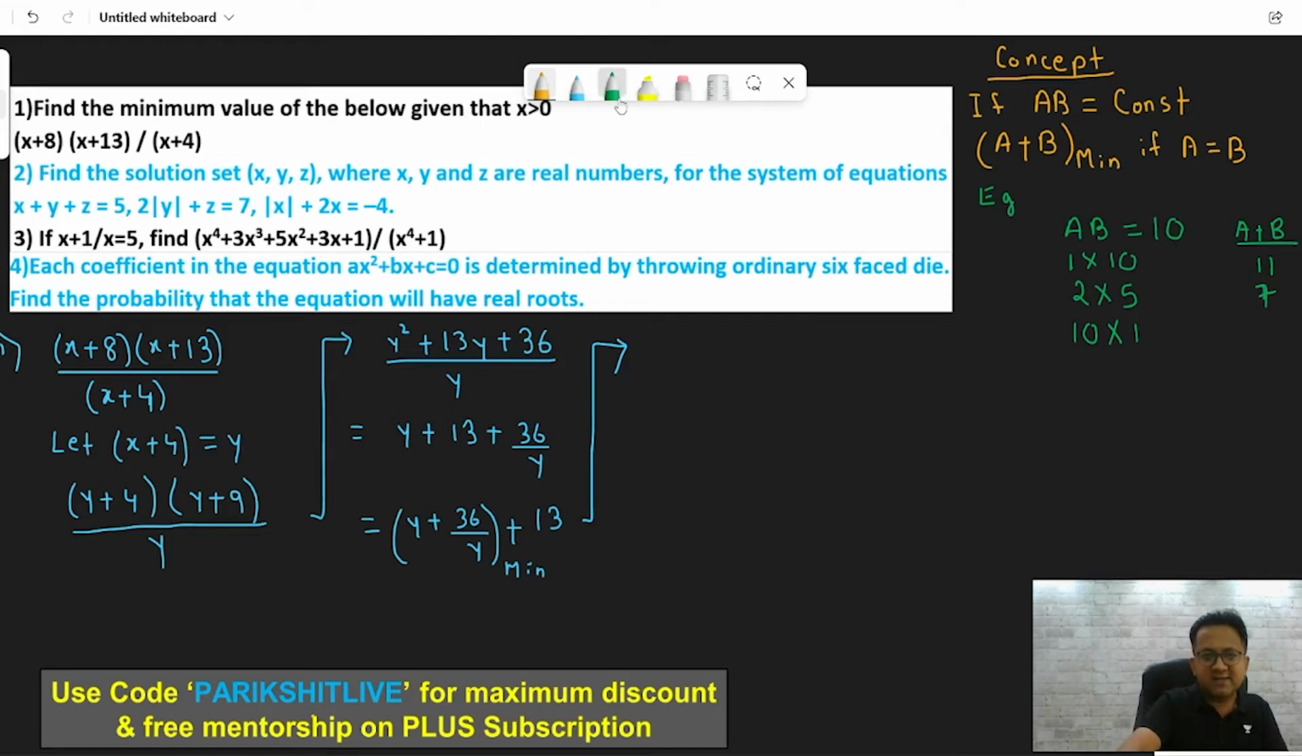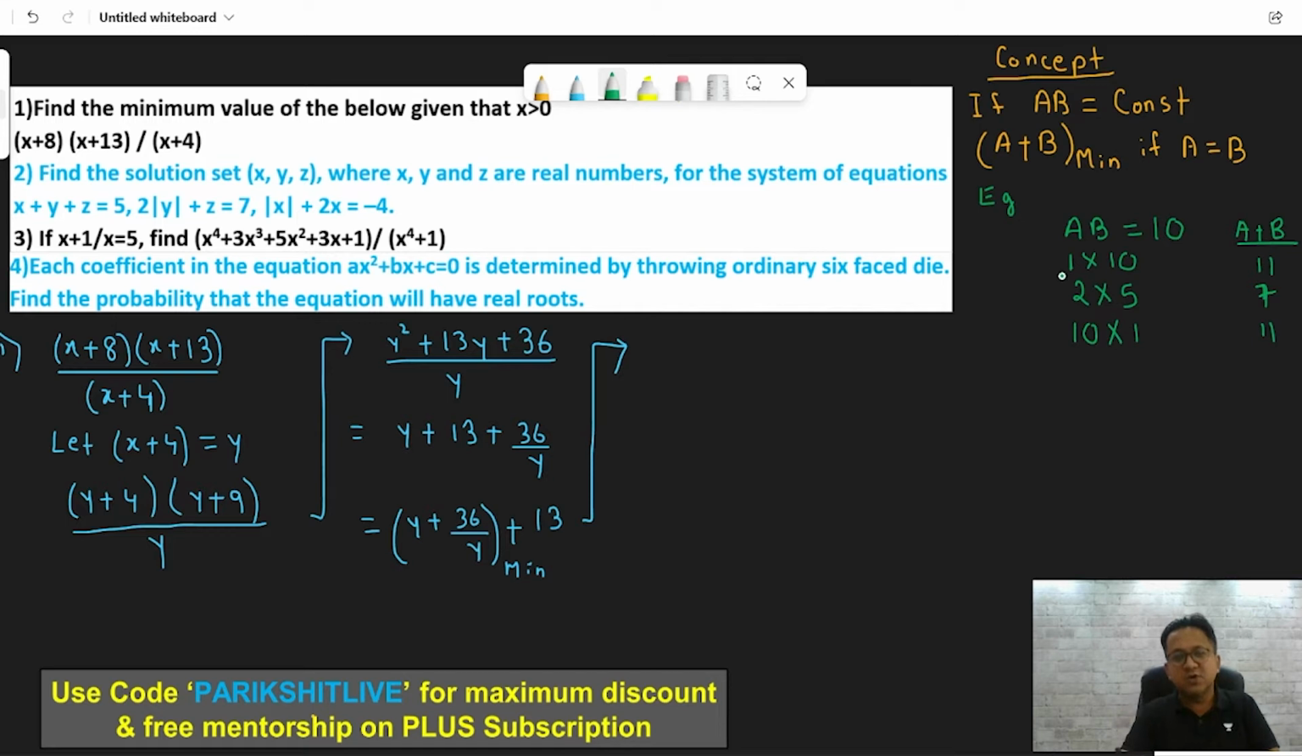Similarly, the third case, 10 into 1, is nothing but A plus B, 10 plus 1, 11. So can you say that if AB is constant, then A plus B is minimum if A is equal to B? Can you see this? Equal to B, or as close as possible.